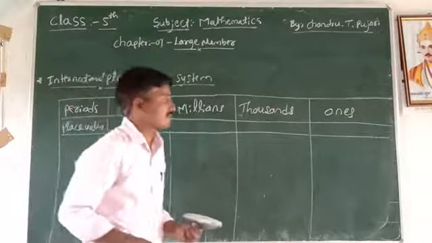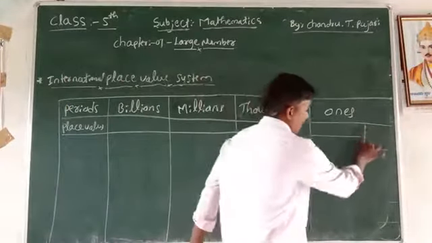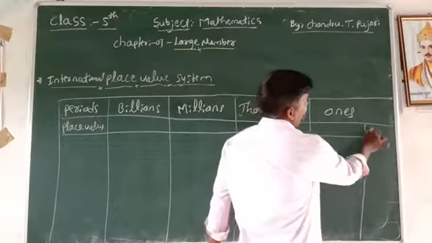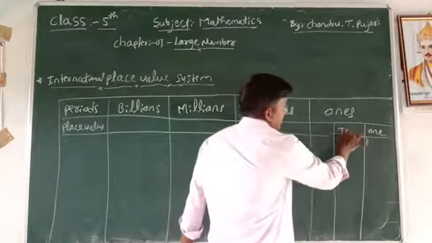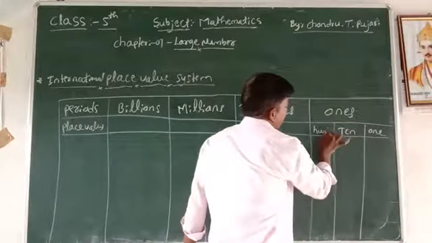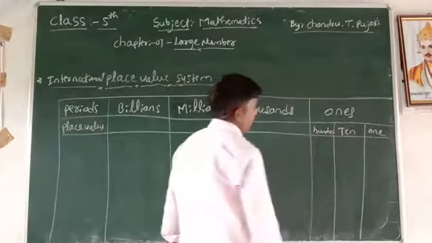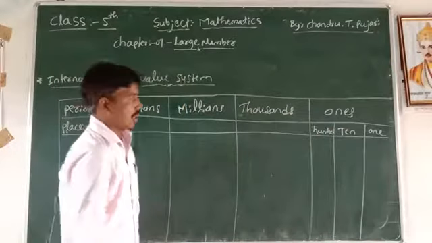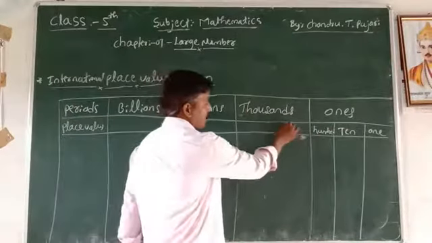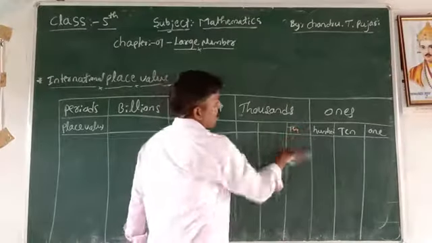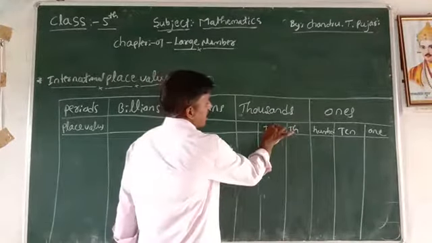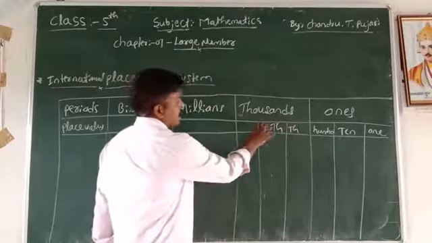For example, in the ones period, starting with the one or unit place, the next is the tens place, the next is the hundreds place. In the thousands period also there are 3 places: one is thousands, the next is ten thousands, and the next one is what?